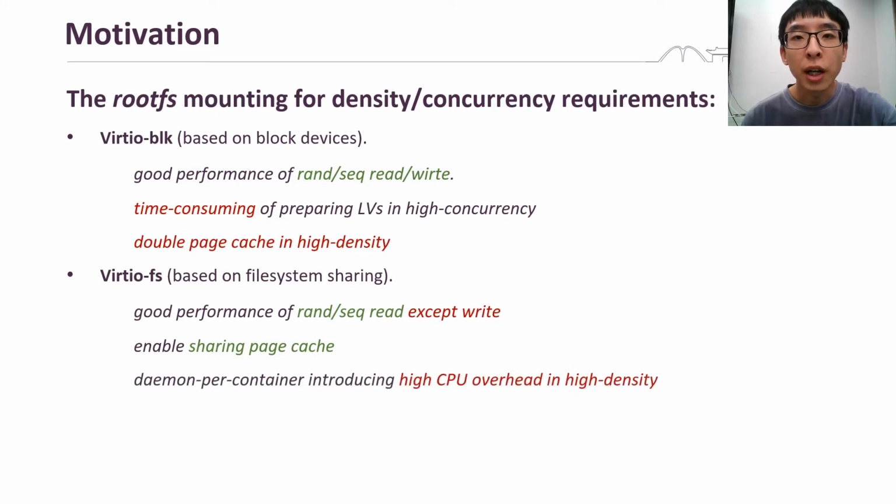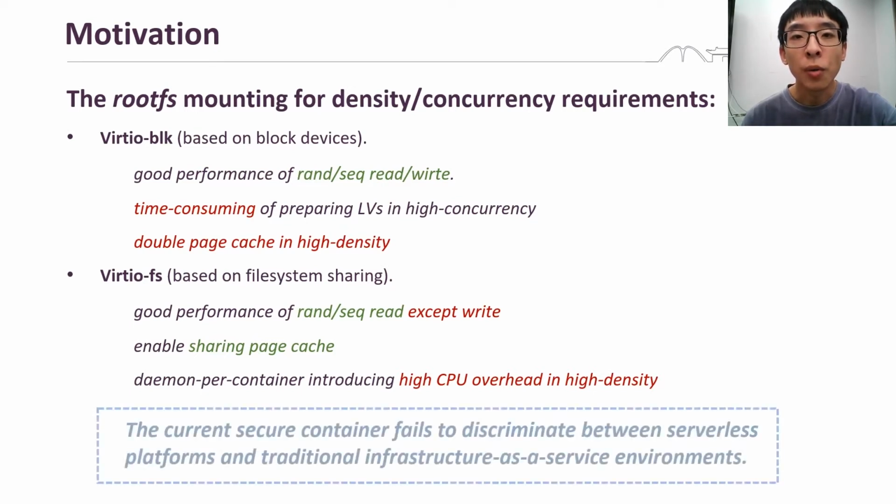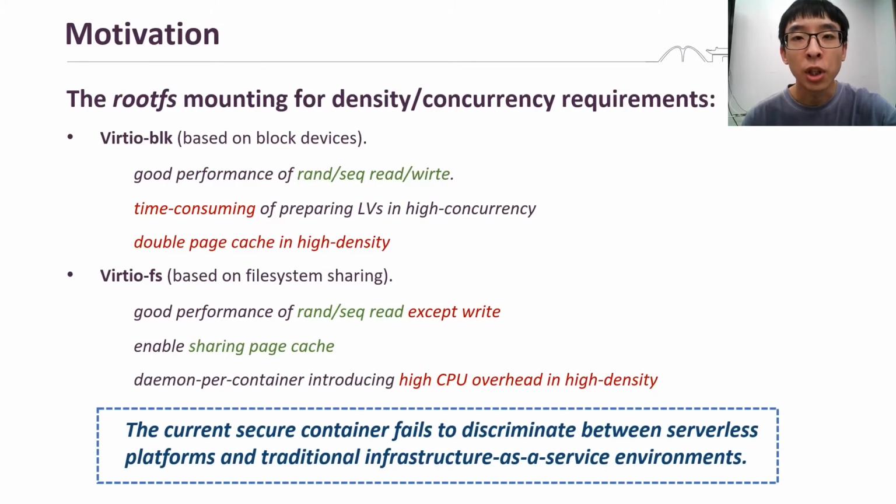File system sharing like virtiofs resolves the problem of duplicated page cache. However, it loses the good write performance. In addition, each container has to employ a client daemon to support virtiofs I/O operations, leading to heavy CPU usage when many containers collocate. So our first insight is that current secure containers fail to discriminate between serverless platforms and traditional IaaS environments.